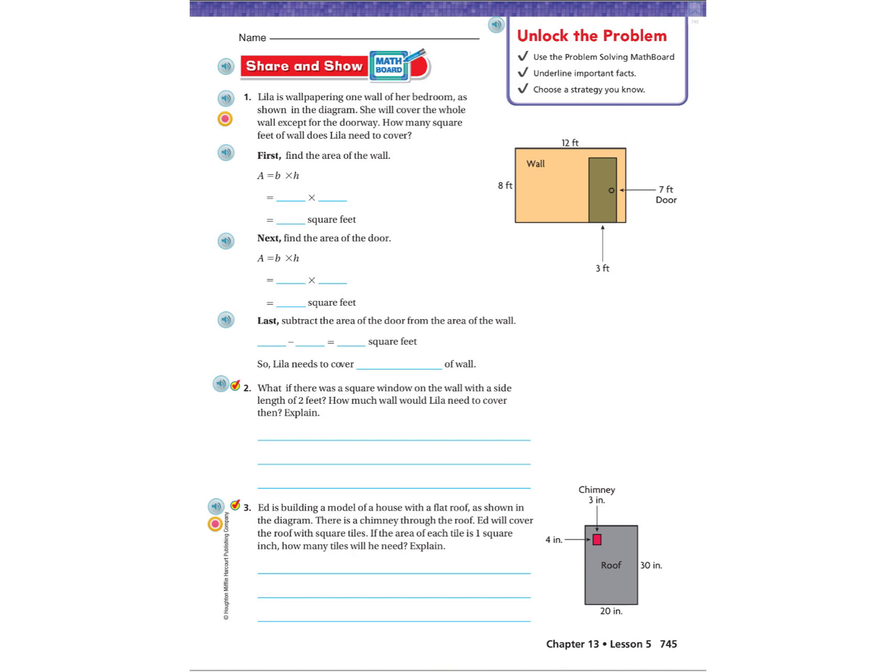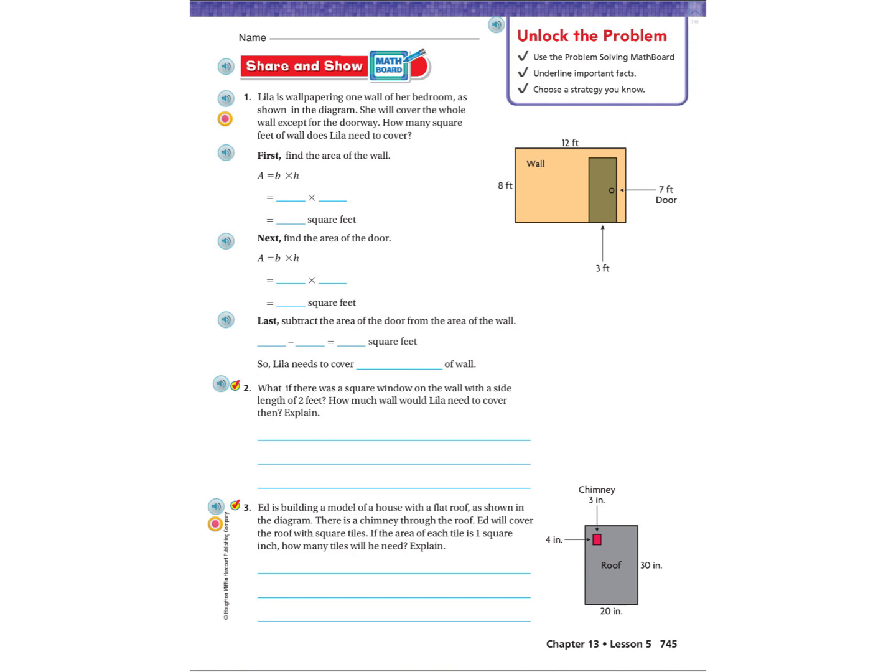Let's read this together and circle our clues. Ready, go. Okay, Lila is wallpapering one wall of her bedroom, as shown in the diagram. She will cover the whole wall except for the doorway. How many square feet of wall does Lila need to cover? First, find the area of the wall. This is a totally real situation here. Okay, so they already wrote the formula for us, took all of our fun away.